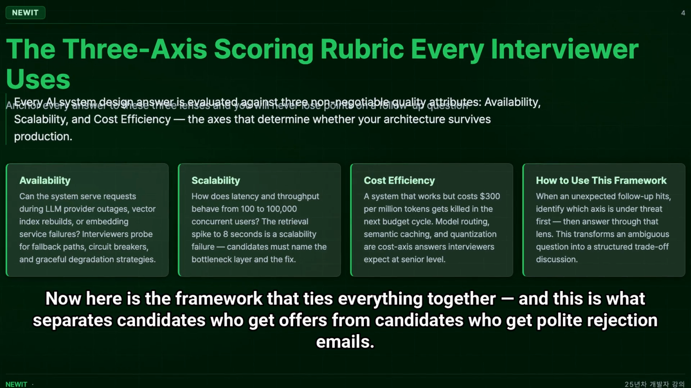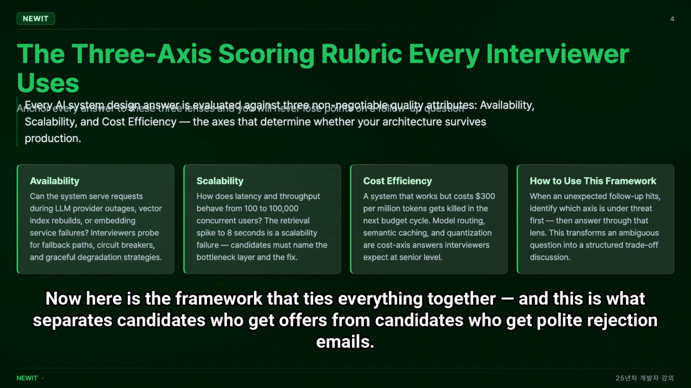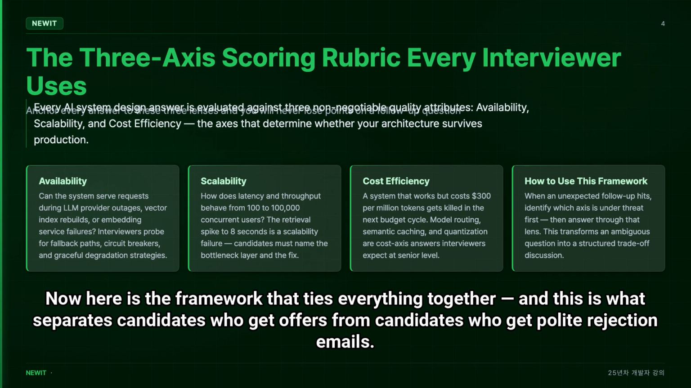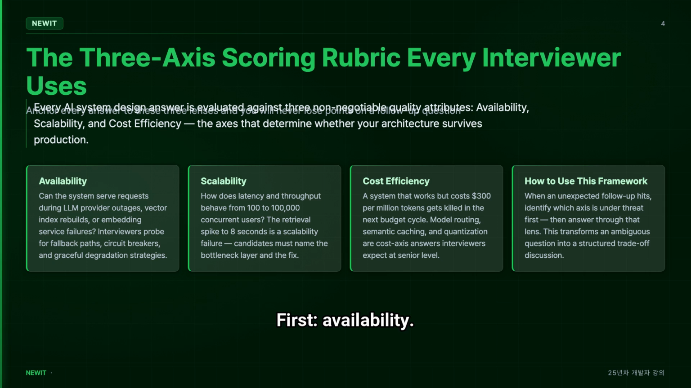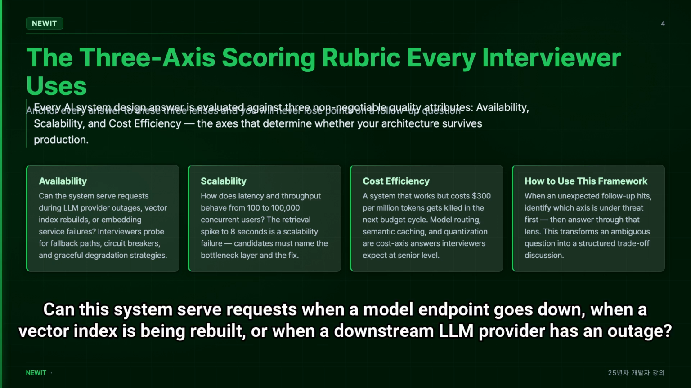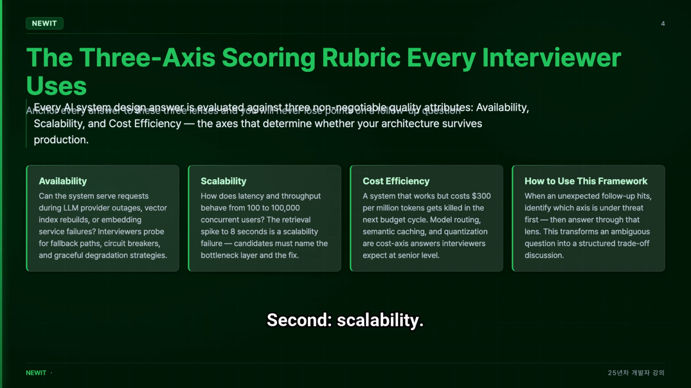Now here is the framework that ties everything together. And this is what separates candidates who get offers from candidates who get polite rejection emails. Every AI architecture question, regardless of how it is phrased, is being evaluated on exactly 3 quality attributes. First, availability. Can this system serve requests when a model endpoint goes down, when a vector index is being rebuilt, or when a downstream LLM provider has an outage?